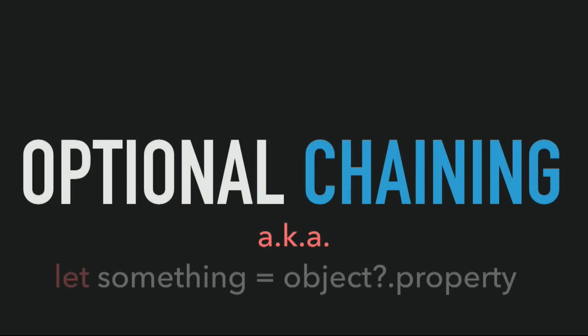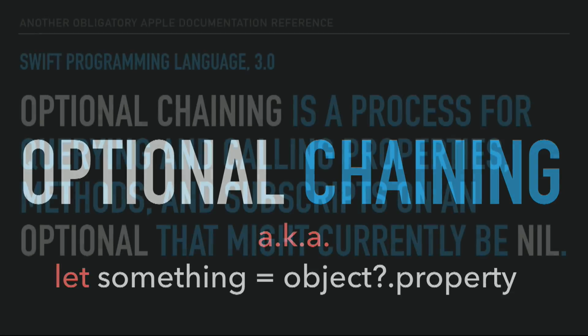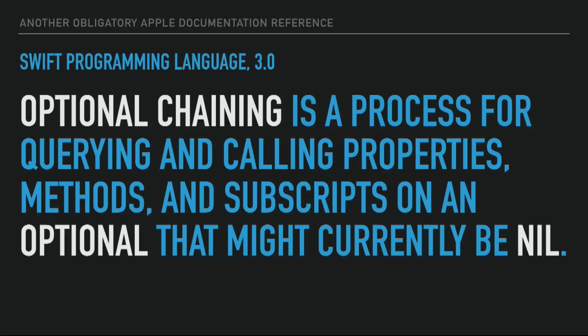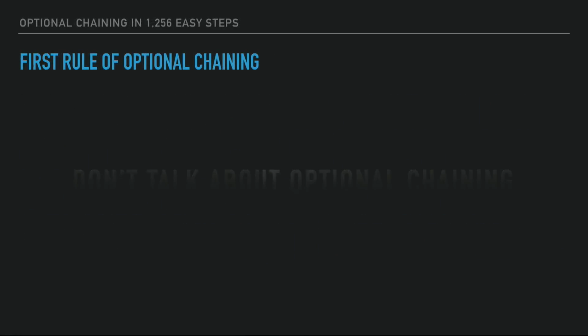Optional chaining, like I said, you used it, you just didn't know what it's called. According to the book, optional chaining is a process for calling properties, not subscripts, on optionals that can currently be nil. So it's just a way of saying, hey, you have an object, a class, a struct, whatever, and you get a property. Well, that may be nil as well. That's an optional, and you need to get a property off of that. That's how we deal with it.